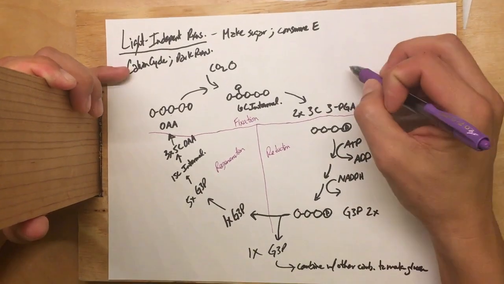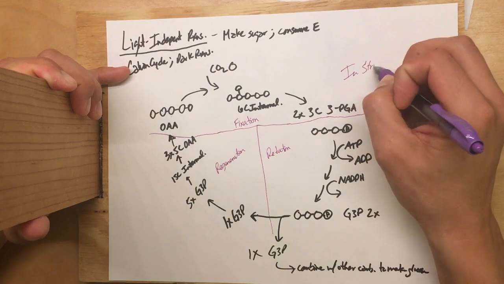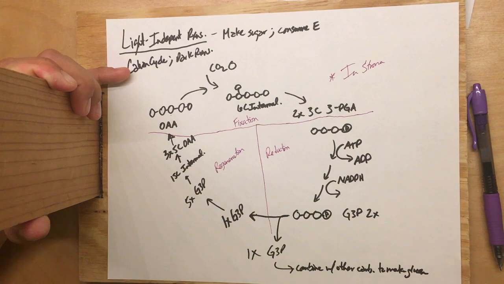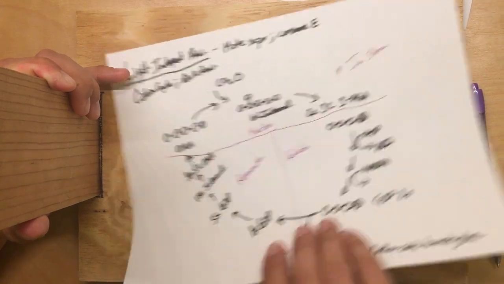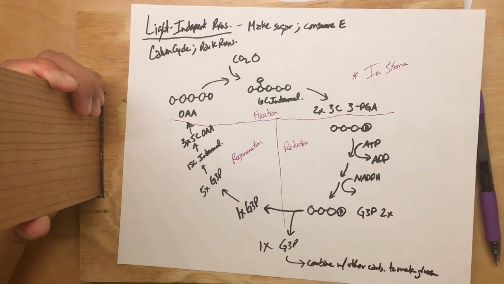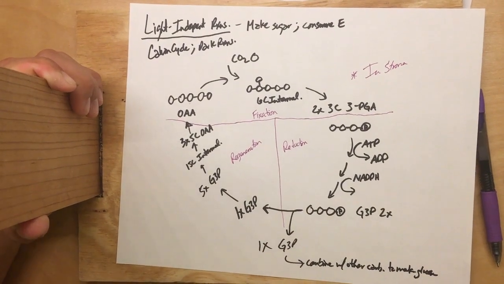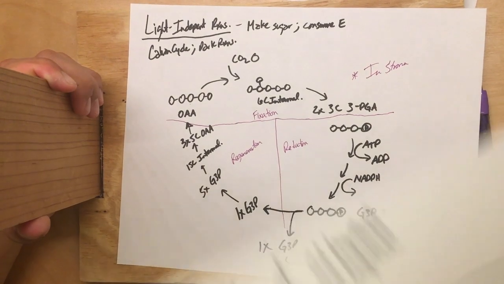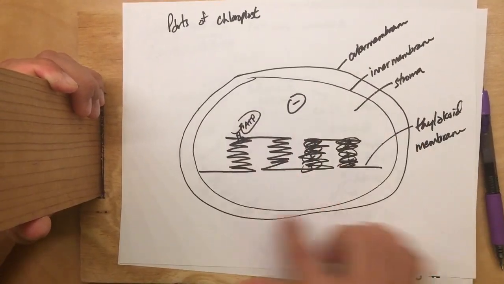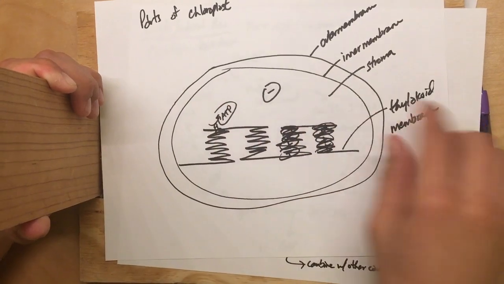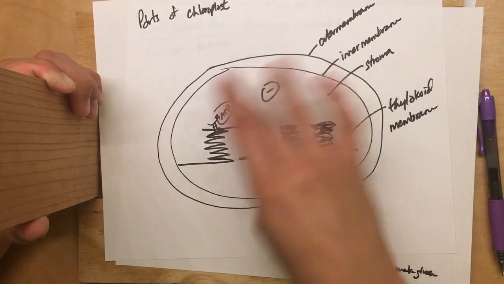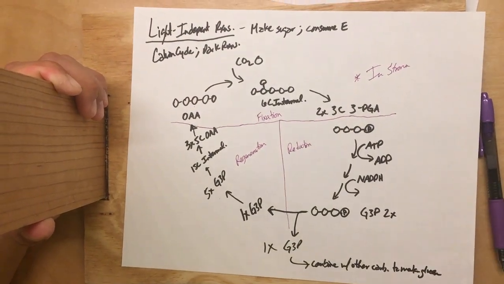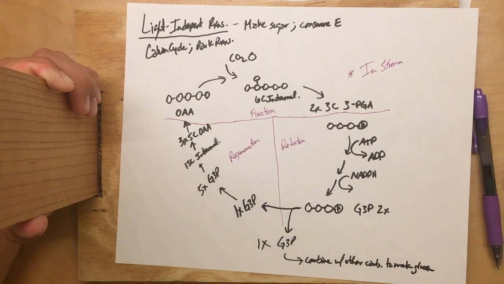This is all happening out in the stroma. And remember that the stroma is that empty space surrounding the thylakoid membrane. And so when this is your chloroplast, the stroma is this empty space around here. And so all of these enzymes are all kind of floating around inside of that empty space, and they're creating these G3Ps, which are then combining to form glucose or sucrose or whatever else it might be.